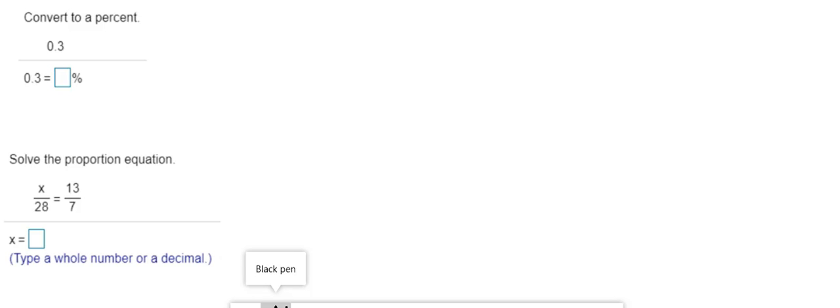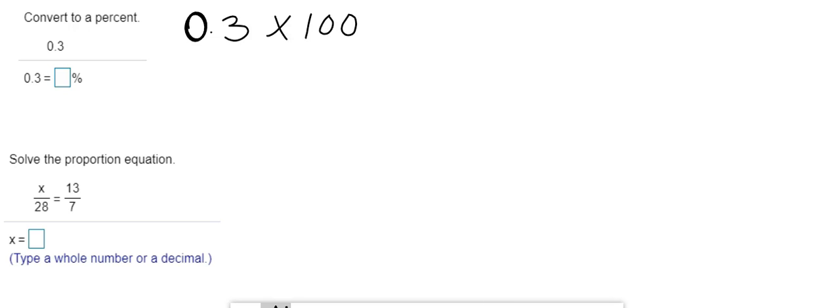Here we are going to convert 0.3 to a percent. We can do this one of two ways. We can multiply 0.3 times 100, and that is going to give us 30%.